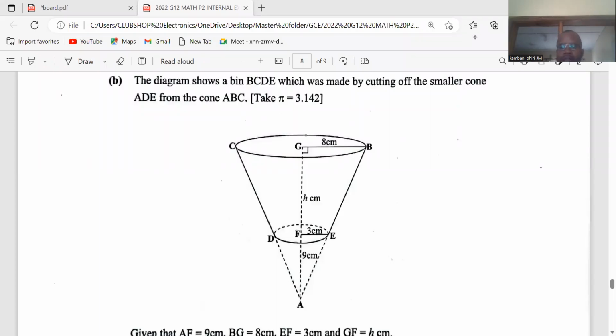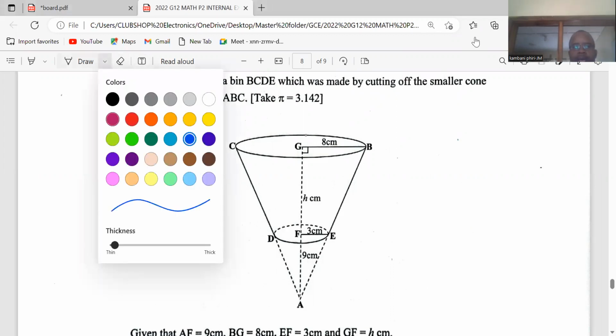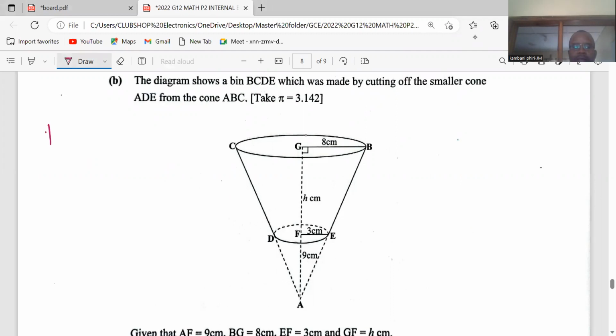Hello, welcome to this presentation where we want to look at some concepts under mensuration. In this case, we want to look at a frustum of a cone. So what is a frustum? A frustum is a part which remains when the top part is cut off.